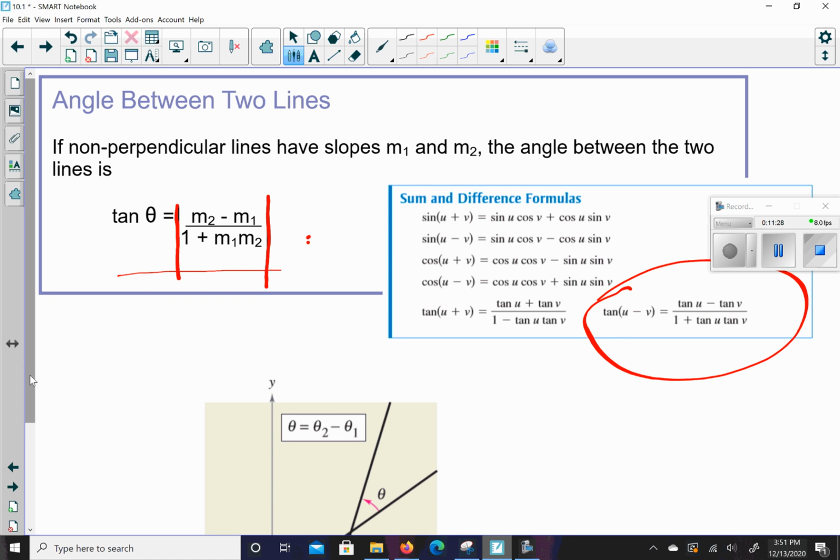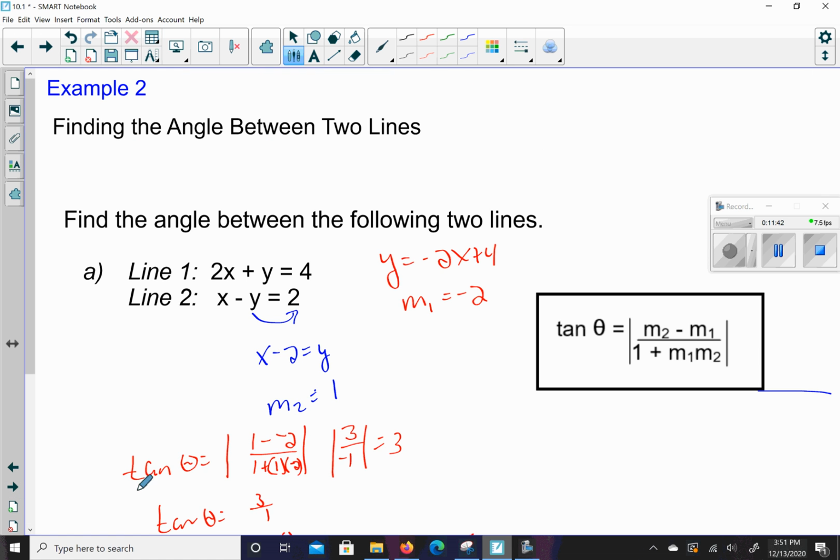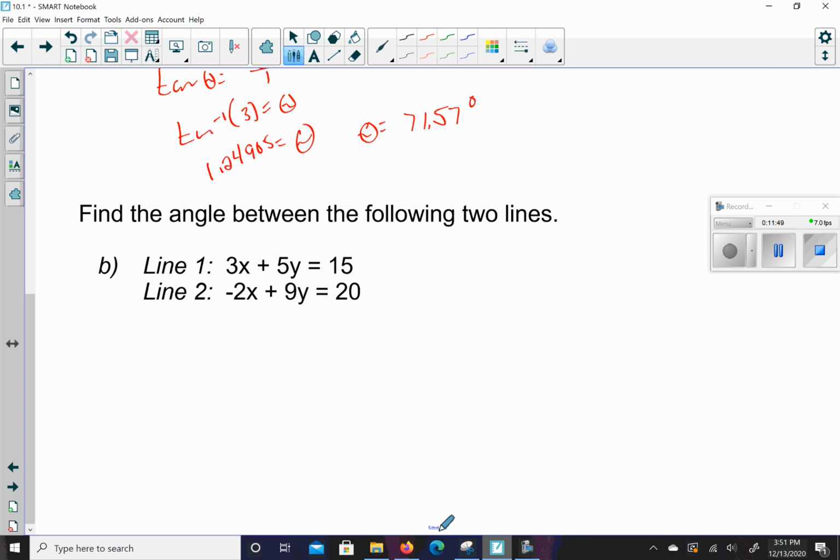of two angles, if two lines are intersecting, then I'm always going to have an acute angle that's in between them, the distance between them, and that's why you took the absolute value, to make sure that your angle's an acute angle, which means that it would be positive. Okay, find the angle between the two lines.